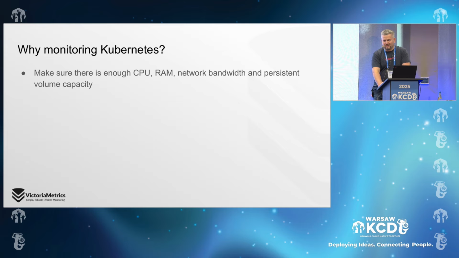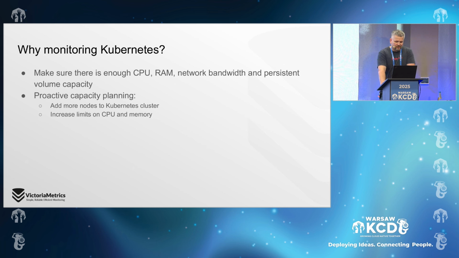Observability helps you identify when some resource usage becomes too high in your Kubernetes, and this helps you proactively add these resources, proactively doing capacity planning, such as adding more Kubernetes nodes if there are not enough resources in the Kubernetes cluster, or increasing limits on CPU and memory for your pods running in Kubernetes.